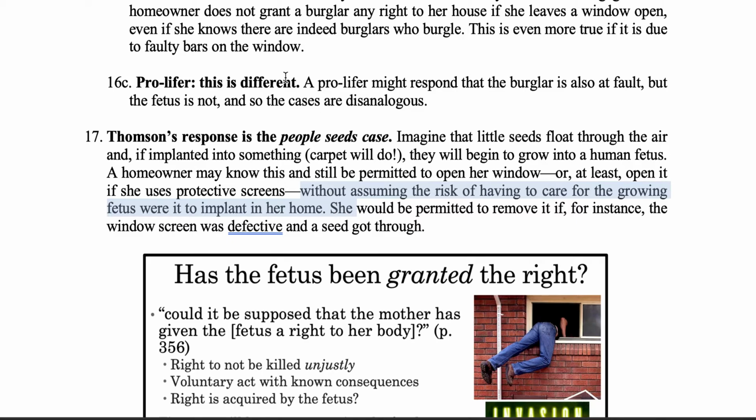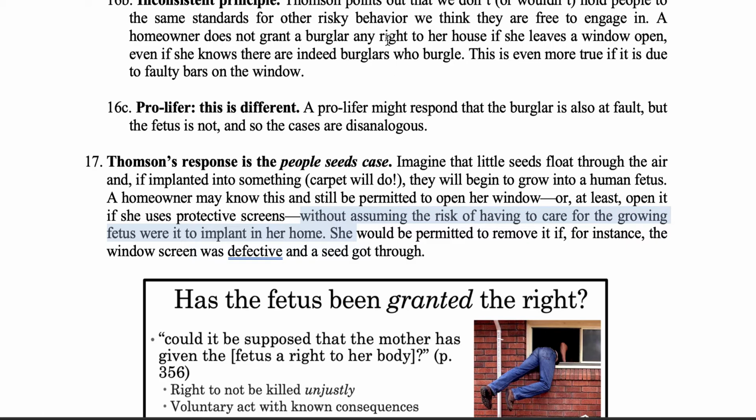Right? Same with the pro-lifer case. It's like, if you open your window and a burglar gets in, you haven't given the burglar the right to your house just because you know it's possible for burglars to come in. But imagine you put bars up and the bars were defective. It's like, even more so, you didn't grant them a right. I mean, you were actively trying to keep them out. So, of course, you're not granting them a right to your house. Same with the people seeds case.